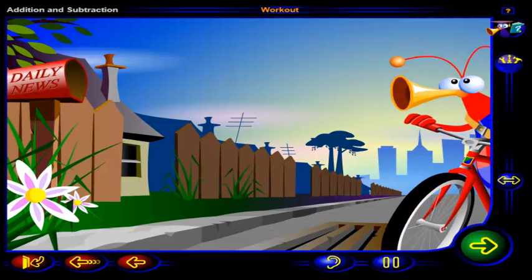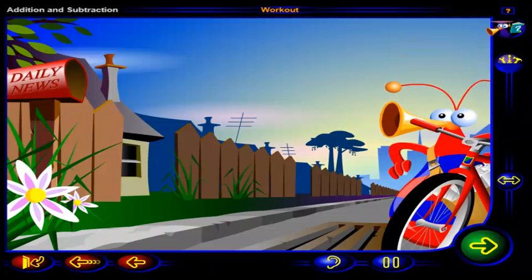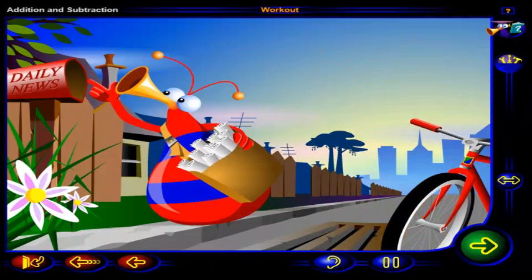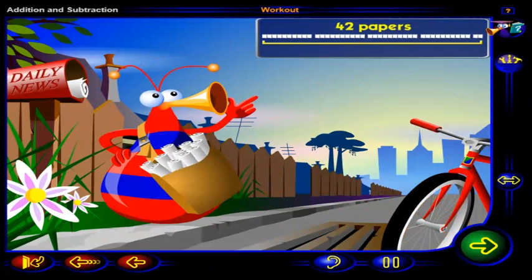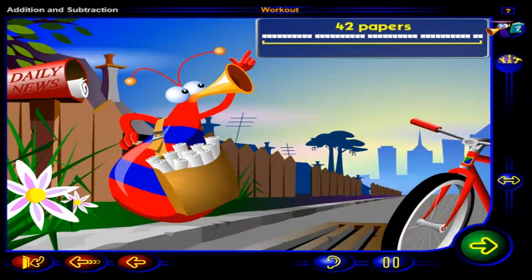Good morning. You sure are up early. Ah, you're on a paper route. Every morning you deliver 42 newspapers. How many papers have you delivered so far? Click on these newspapers.